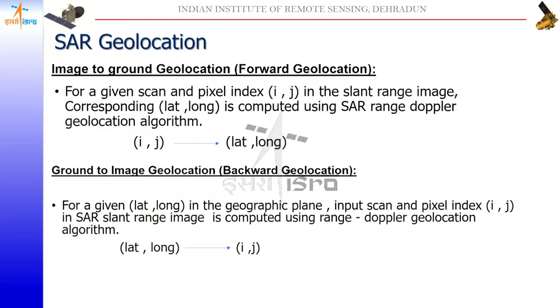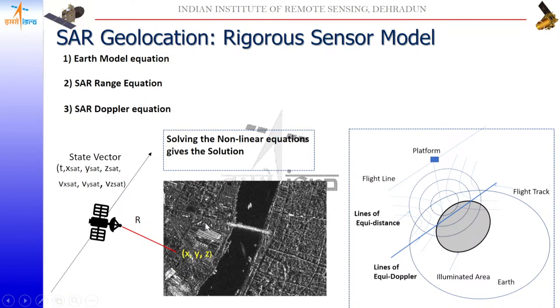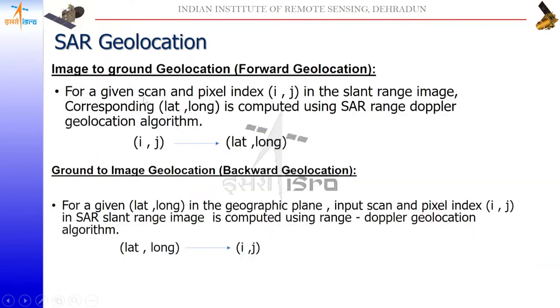After doing this SAR geolocation, we can approach it in two ways: one is image to ground geolocation and the second is ground to image geolocation. Image to ground geolocation is called forward geolocation. For any scan and pixel index, meaning in a SAR image if we have i and j, we have to calculate the lat long. So for any pixel we find the lat long. This is called forward geolocation.